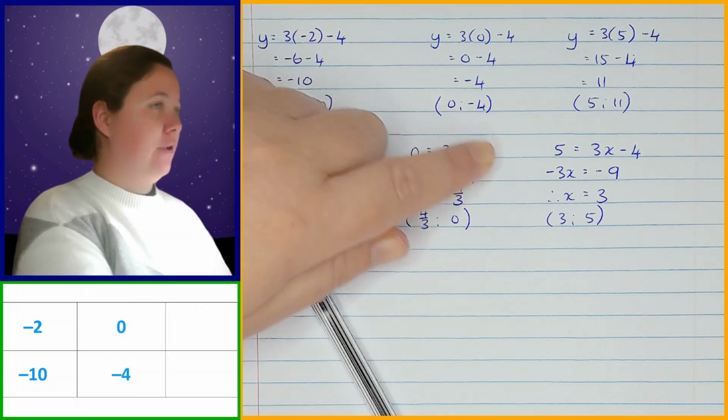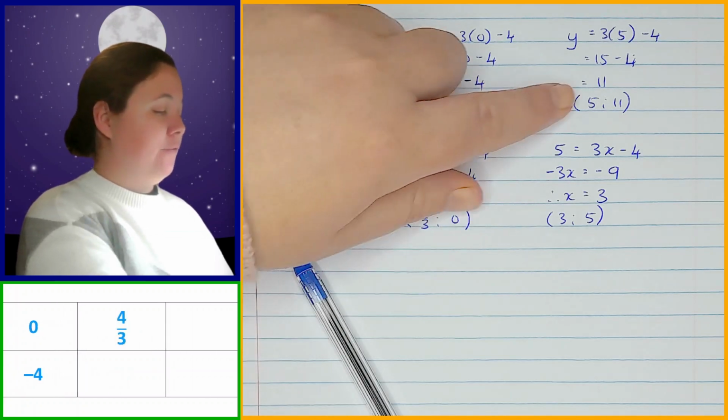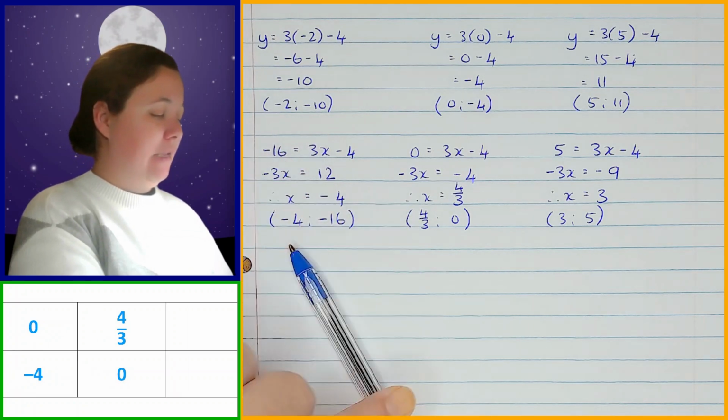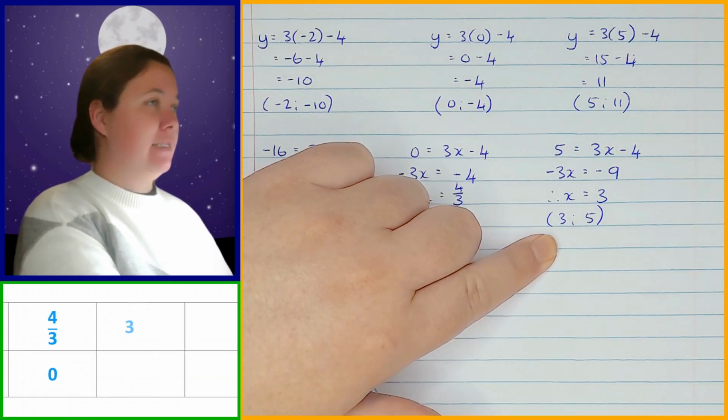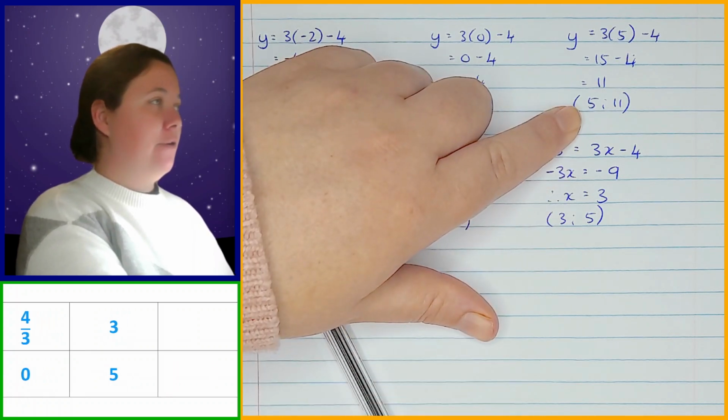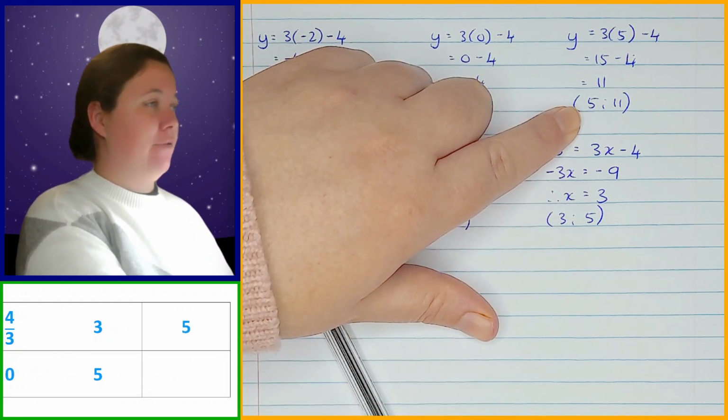Then we have 4 over 3 for x and 0 for y. Then we've got 3 for x and 5 for y. And then finally 5 for x and 11 for y.